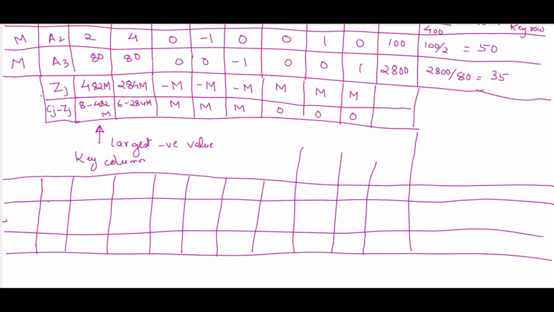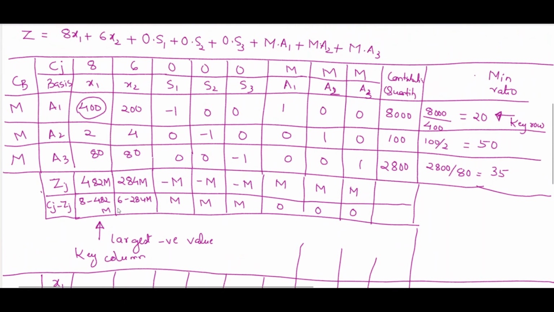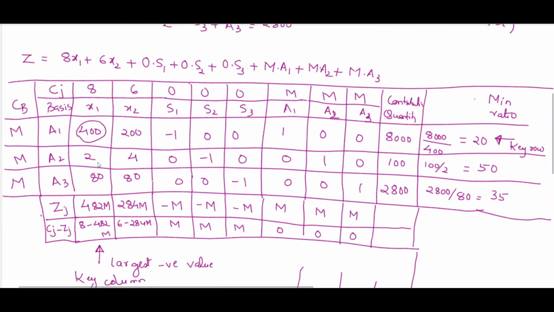Okay, now I have told you that in this case x1 is the entering element and a1 is the outgoing element. So you will replace a1 by your x1. And what is the coefficient of your x1 in this case? See in the question, the coefficient of x1 is 8. So you will just write here 8. So this you have done. I think I'm repeating it again.